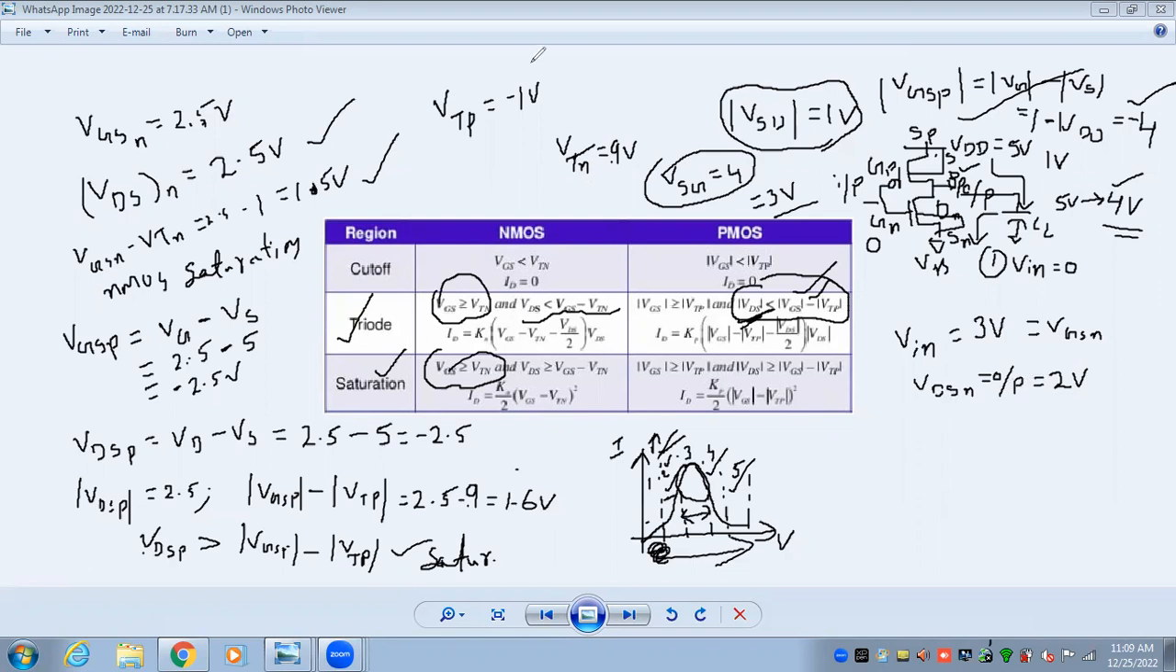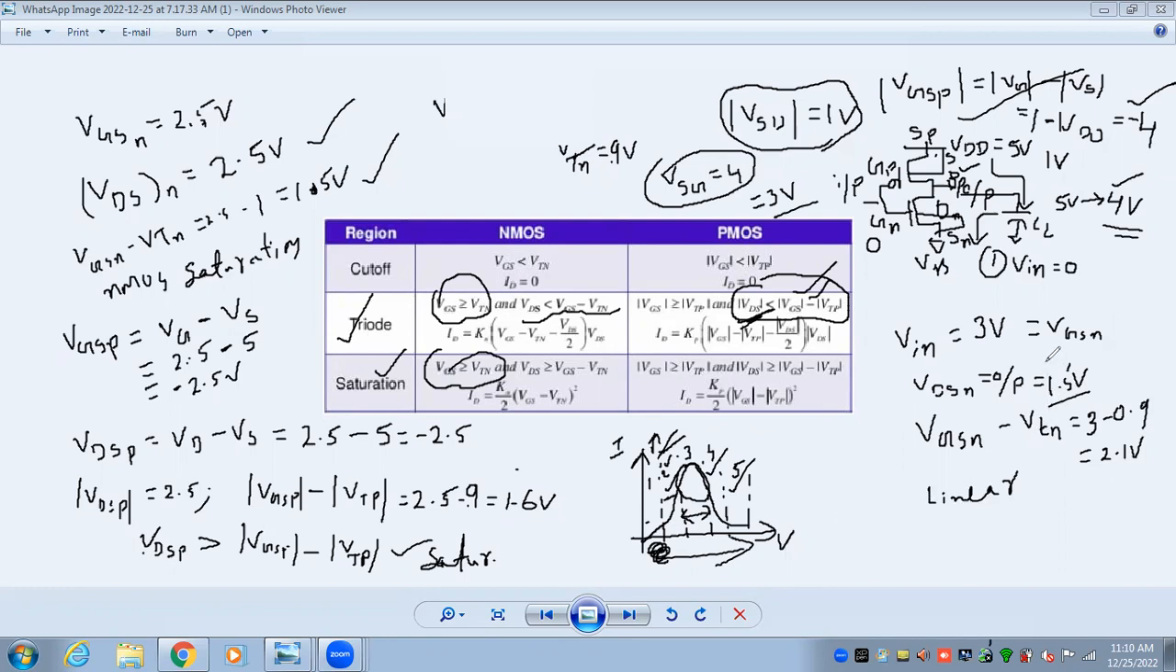Suppose we take this as 1.5 volts, just to understand the condition. So in VGSN minus VTN, that is 3 minus 0.9, it is going to be 2.1 volts, which is greater than our VDSN. So the NMOS transistor has now entered into linear region or non-saturation region, that is the fourth region.